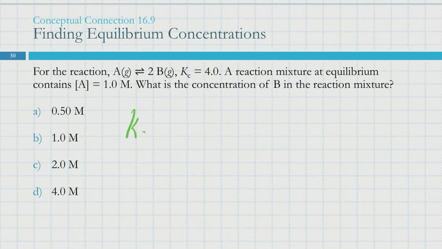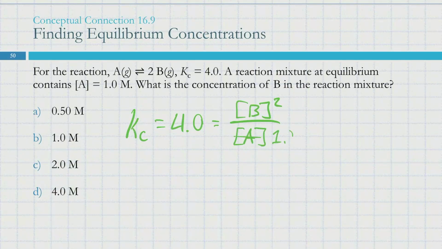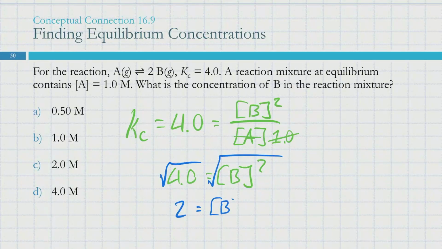All right, Kc, which is equal to 4.0, is equal to concentration B squared over the concentration of A, which is 1. Since it's 1, you can just ignore it. So 4.0 equals concentration B squared. Square root both sides. Concentration of B should be 2.